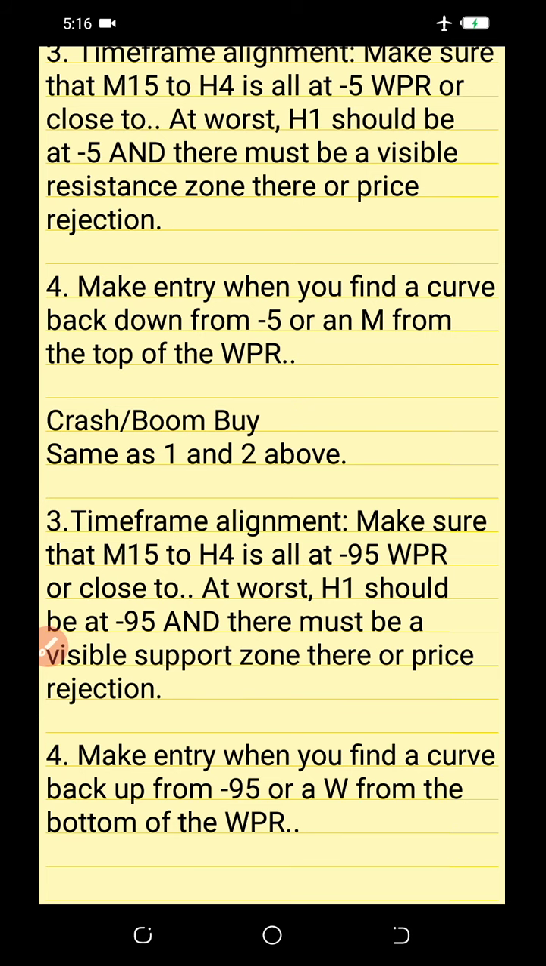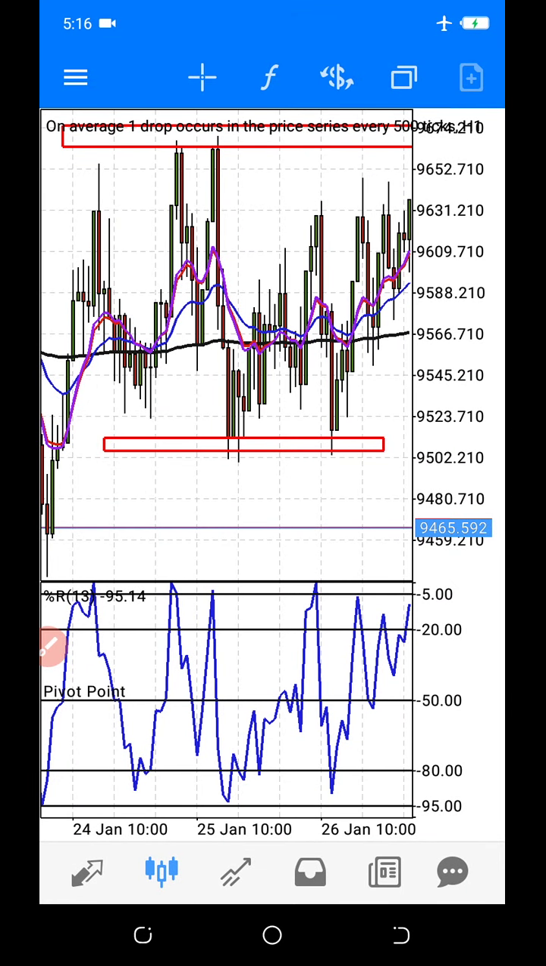It could be a V cuff. It could be a V cuff back up from 95 or a W from the bottom of the WPR. There must be a cuff back or a W. So there must be a significant curve or a W, like this one is a curve, a V curve.